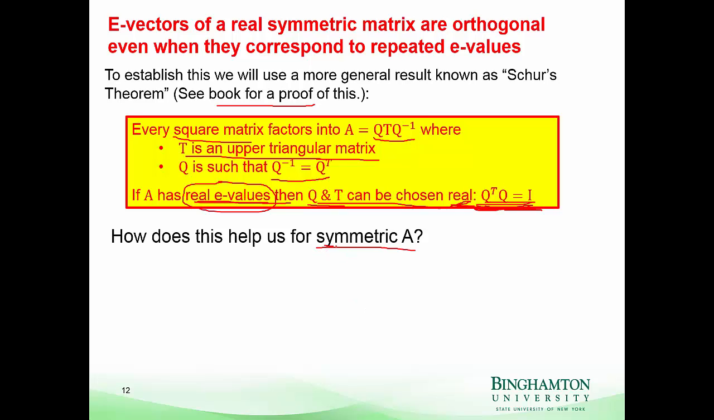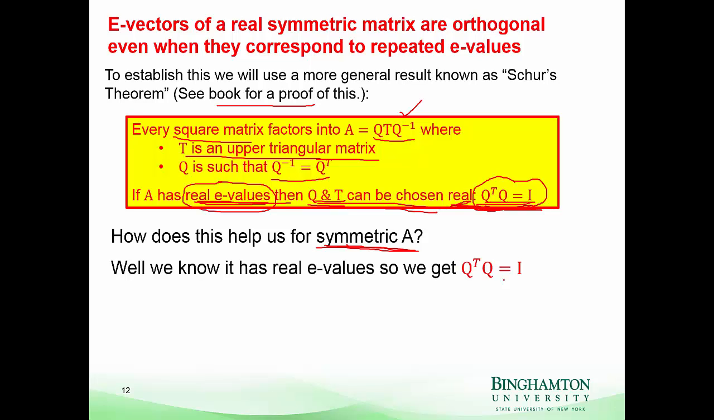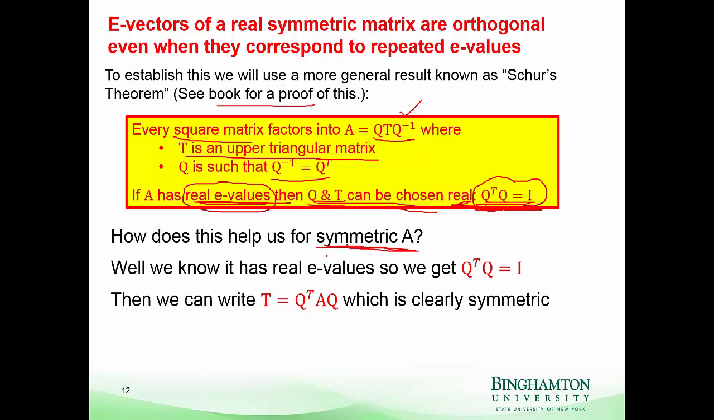So if we have a symmetric A, we get the real eigenvalues, and we get that Q and T can be chosen real. So up here it said nothing about Q and T being real valued, so we get that automatically for the symmetric A, and we get that Q transpose Q is equal to the identity matrix. But we still don't know anything about diagonalizing, right? T is an upper triangular matrix. But let's see what we can do.